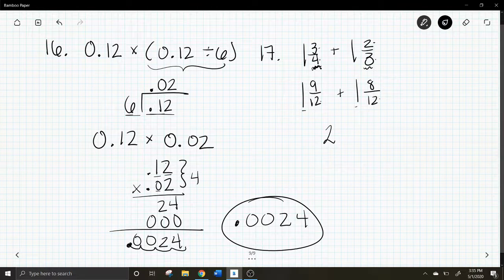Then add your fractions, 9/12 plus 8/12. Remember, when you're adding or subtracting, you only add or subtract the numerators. So 9 plus 8 is 17. And you'll see here right away that 17 over 12 is an improper fraction. So let's turn that into a proper fraction. 12 goes into 17 once, with 5 left over. So 17 over 12 becomes 1 5/12.